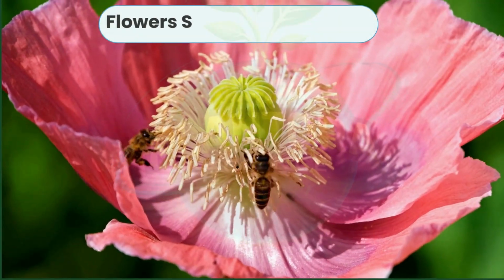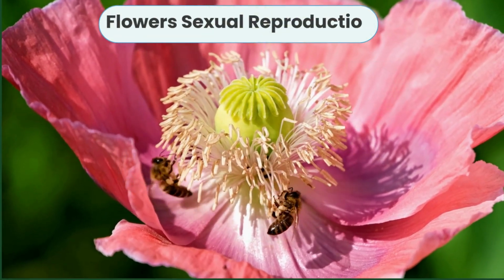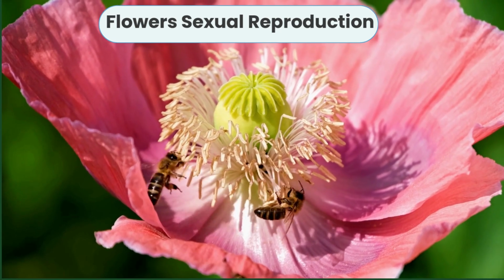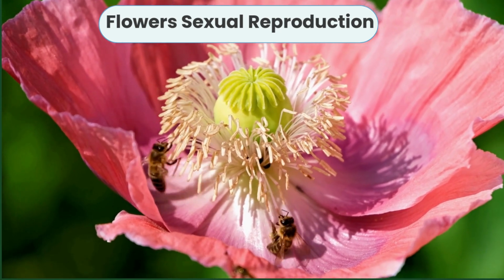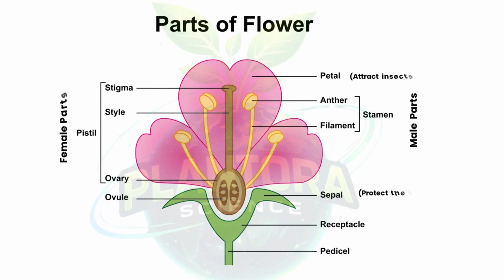A flower is the reproductive organ of a plant, carefully designed to produce seeds and ensure the continuation of life. It has four main parts. The sepals protect the flower bud before it blooms. The petals are often colorful and scented, attracting insects, birds, and other pollinators. The stamen is the male part, consisting of the anther, which produces pollen, and the filament that supports it.